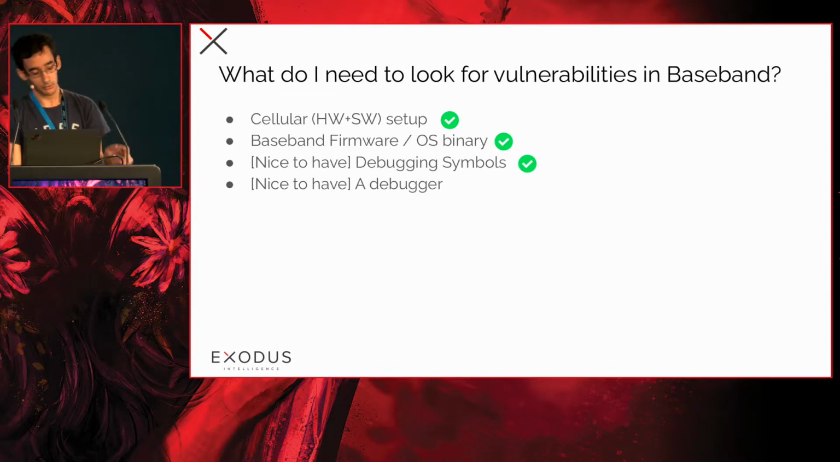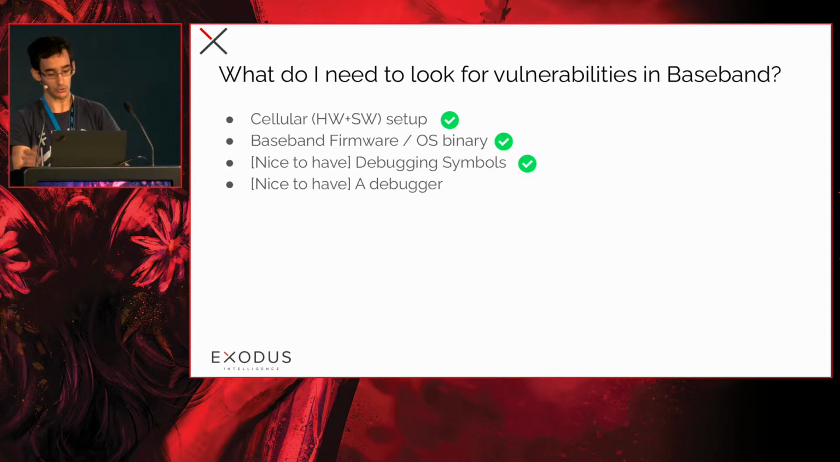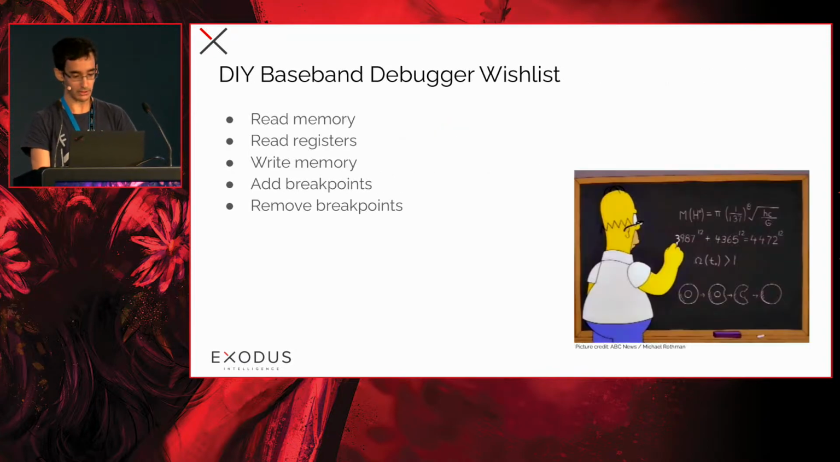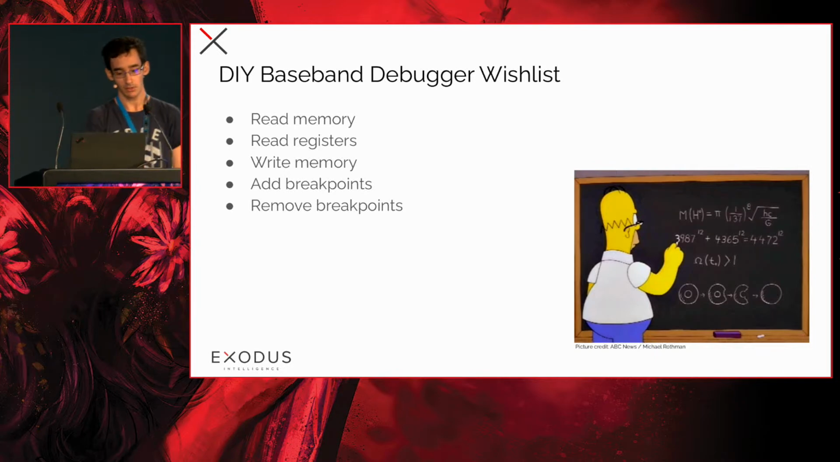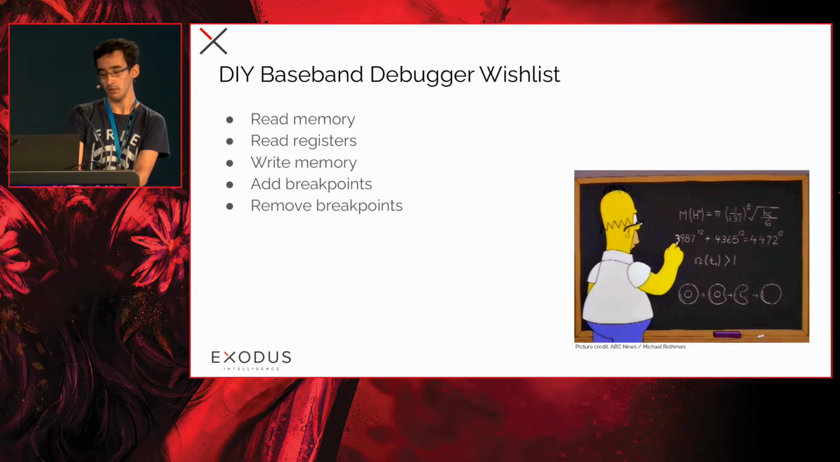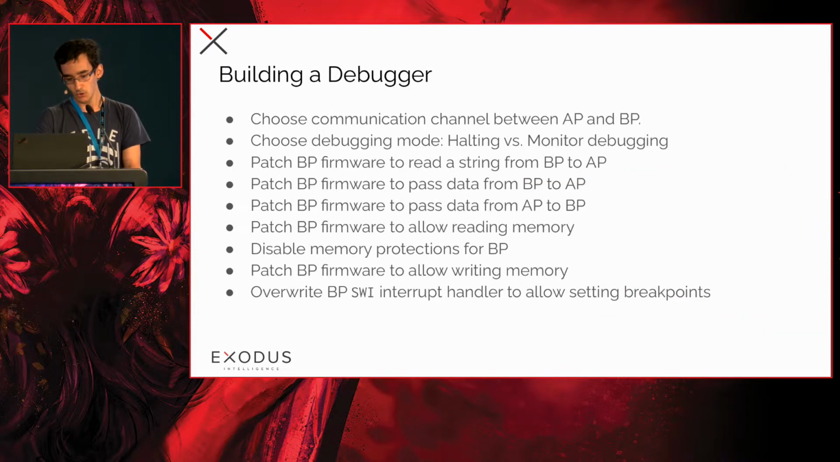So now that we have this really brief introduction to baseband and how we're going to start with it, we're going to get to the debugger. We want to build a debugger, and we want to be able to do these things. We want to be able to read memory. We want to be able to read registers, write memory, add breakpoints, and after adding breakpoints, we also want to be able to remove them. So to do this, we need to take the following steps.